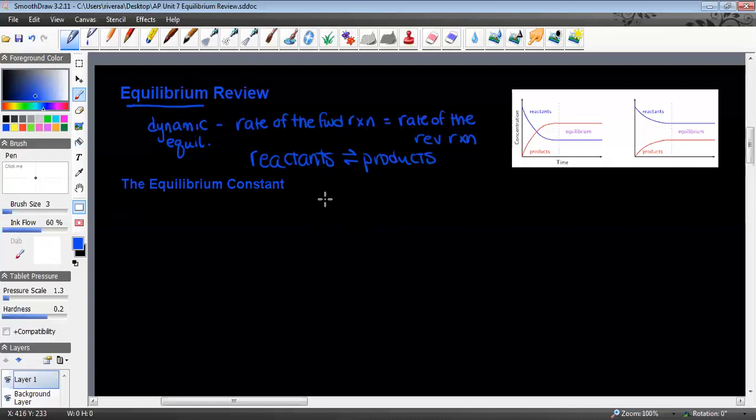And when you're at equilibrium, you can have a number of different scenarios. You could have more products than reactants at equilibrium. You could have more reactants than products at equilibrium. You could have equal amounts of reactants and products at equilibrium, although that is not the definition of equilibrium. So don't think equilibrium means equal amounts of reactants and products. You know that that's not the case.